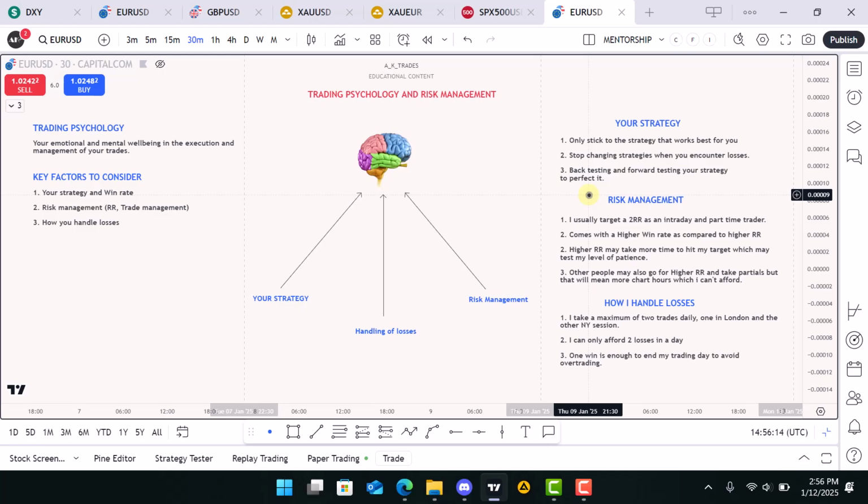So for me, one win is enough to end my trading day to avoid overtrading. And then when I lose a maximum of two trades, I am also done for the day.